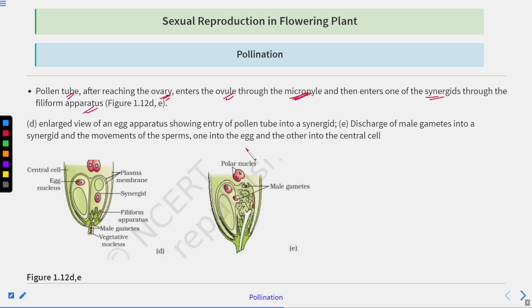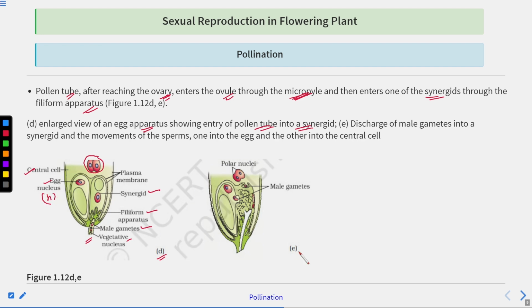gametes. Now this figure D, what is this D? This is the enlarged view of an egg apparatus, showing the entry of the pollen tube into a synergid. So you can see this pollen tube entering into one of the synergids, which is present within the embryo sac. Here are the two male gametes, and this is the vegetative nucleus. This is the filiform apparatus. So the filiform apparatus guides this pollen tube. This is the synergid cell. This is the central cell within which the two polar nuclei lie. This is the egg cell. And all these cells are haploid.